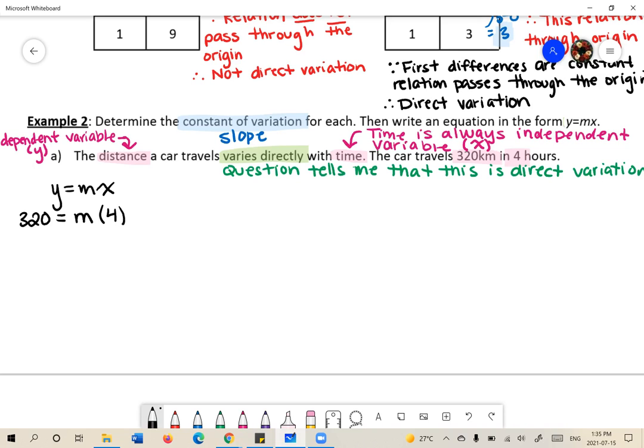Okay, so again, I'm trying to find m, so I need to rearrange this equation a bit. I need to bring my 4 over to the other side so that m is isolated. And so 4 is multiplication on the right. So when I bring it to the left, it's going to become its opposite operation, division. 320 divided by 4 is 80.